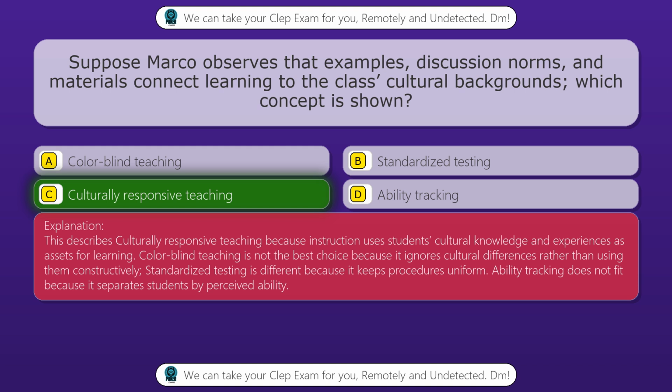Colorblind teaching is not the best choice because it ignores cultural differences rather than using them constructively. Standardized testing is different because it keeps procedures uniform. Ability tracking does not fit because it separates students by perceived ability.